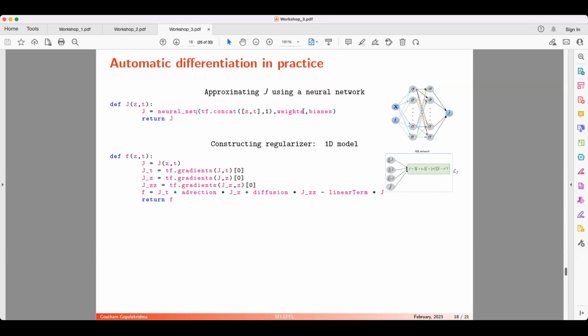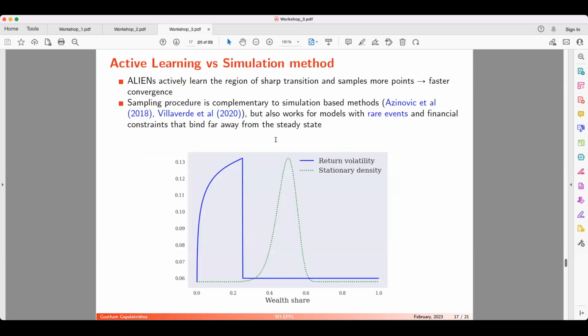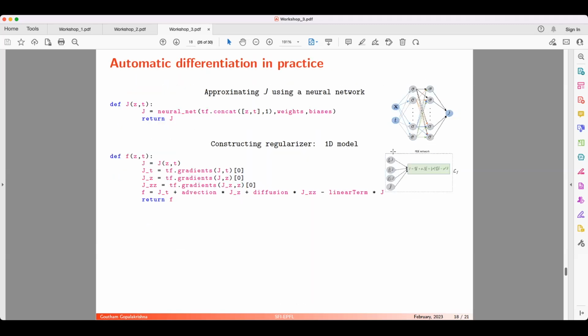Once you have defined this object here, let's go back to the previous figure. Once you have defined this object in TensorFlow, what you have to do is use automatic differentiation and compute this loss residual. Let's assume you have a one-dimensional model. Then this is the loss residual that you want to compute.